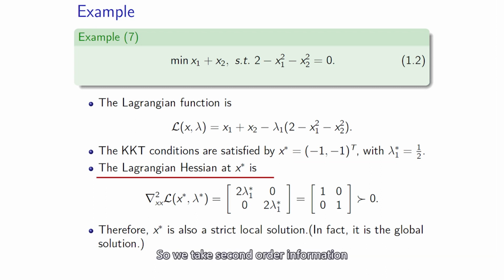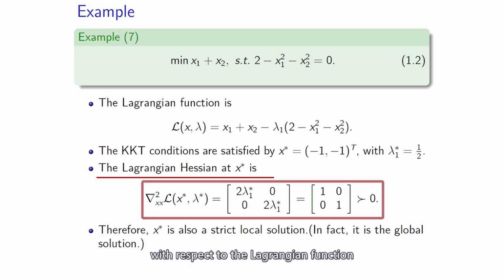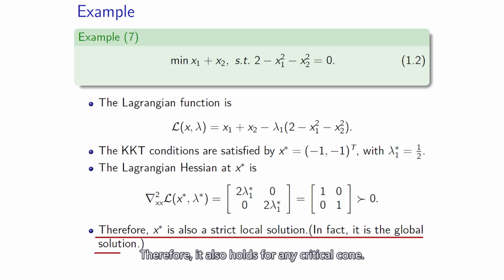We take second-order information of the Lagrange function, and we find that the Hessian matrix of the Lagrange function is an identity matrix, which means that it is positive definite on all of R^n. Therefore, it also holds for any critical cone. So here we do not need to characterize the critical cone, because the Hessian is positive definite. Therefore, we can conclude that x star is already a strict local minimizer of this problem.